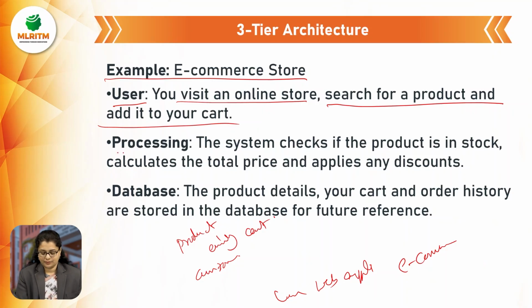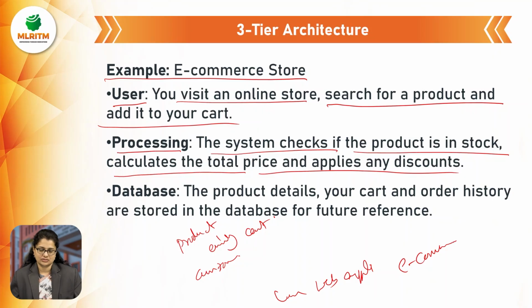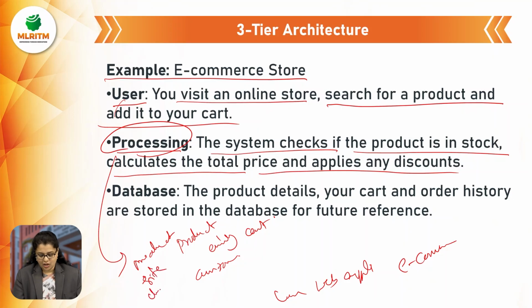And second, the processing. The system checks if the product is in stock, calculates the total price, and checks whether any coupons or discounts are applicable. So this process can give the information to the user that the product is available in the site, or otherwise in a warehouse. Automatically it can be added to the cart. Otherwise we get the information that the product is not available in stock. If you want to change the cart, otherwise you can be notified later if it becomes available in stock. That can be done by the processing.